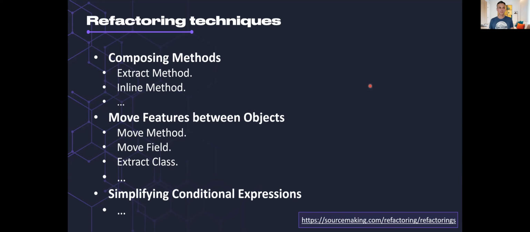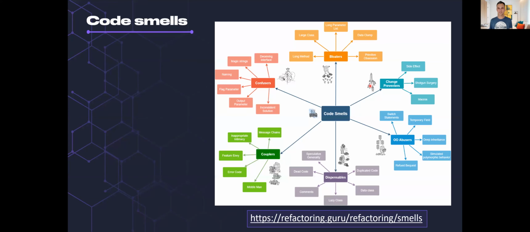When we talk about refactoring, there are different kinds and groups of refactorings, such as compose method, extract method, inline method, moving features between objects, simplifying conditional expressions, and more. Here you have a link, and you can see all of these refactorings that are available to you. When we talk about code smells, there are different groups of code smells, and today we will mention all of these groups and some examples from each. If you want to check all of these code smells in more detail and with more examples, you can also check this site. There are also some other websites where you can check this.